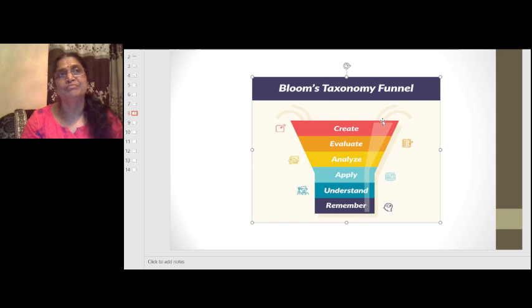Then creation, they create. If I write it on the board, only blackboard, why can't I write it? Something like that. You are creating something new out of it, and that is what create means. So the highest level that Bloom has given is for creativity. Okay.